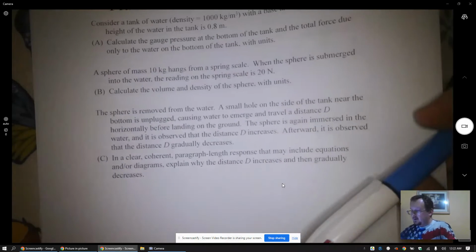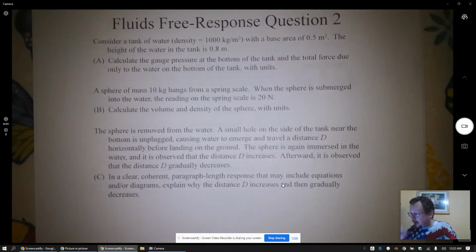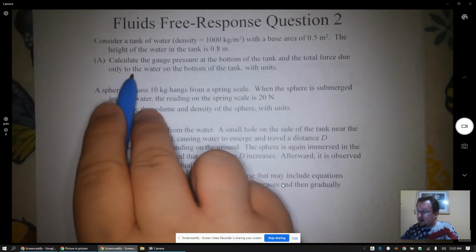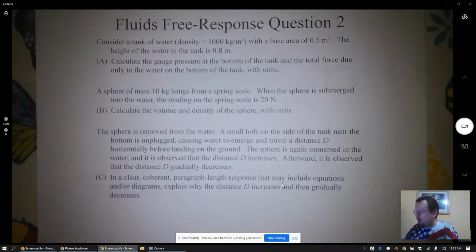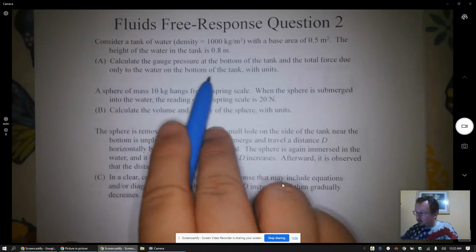Okay, consider a tank of water. Its density is 1,000. Base area of 0.5 meters squared. The height of the water in the tank is 0.8 meters. Calculate the gauge pressure at the bottom of the tank and the total force due to only water at the bottom of the tank with the units.